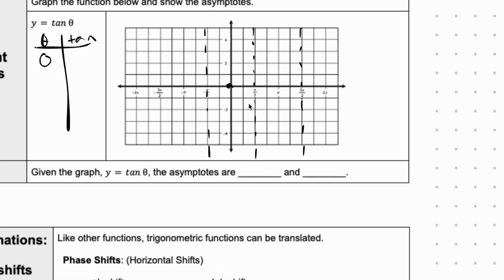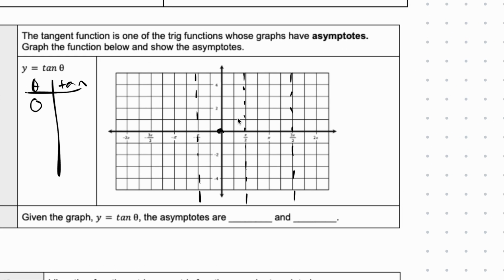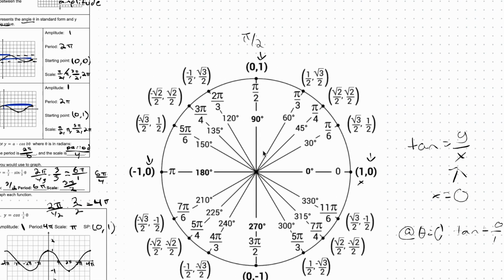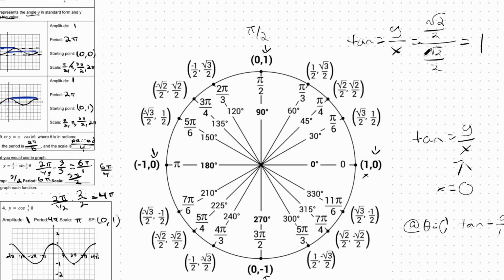Now, we can keep on going further. Let's do pi over 4. At pi over 4, tangent is y over x, so we're going to get root 2 over 2 over root 2 over 2. And that's just going to give us 1, right? Those are the same values.